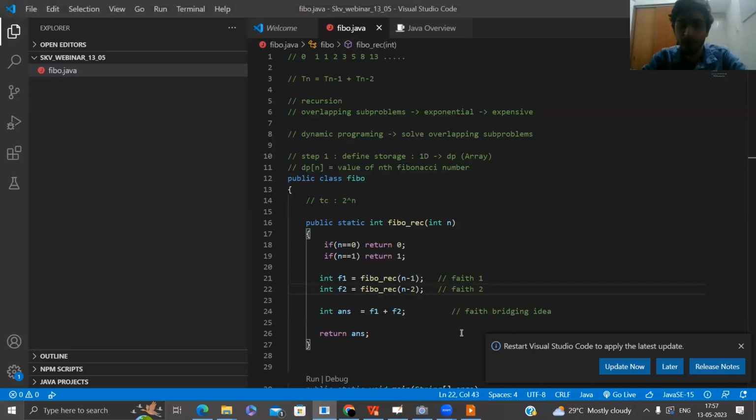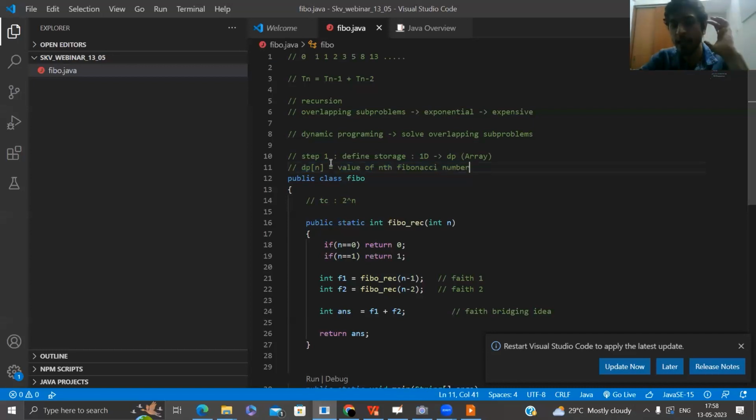Yeah, thank you. So your step one was to define the storage based upon looking at the number of parameters that are varying. Just one parameter is varying, so your storage is going to be 1D. The second step is to define the meaning to each and every index of the storage.